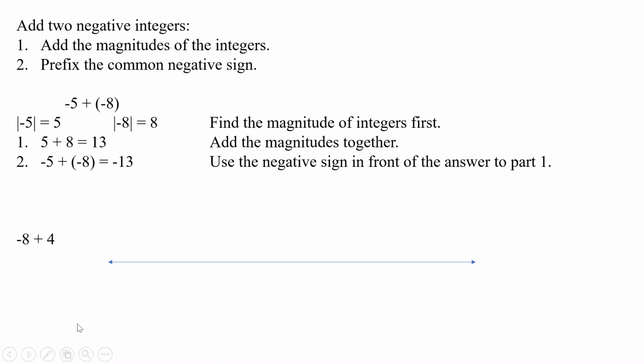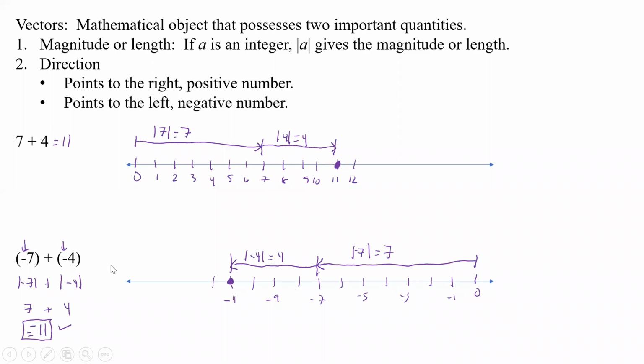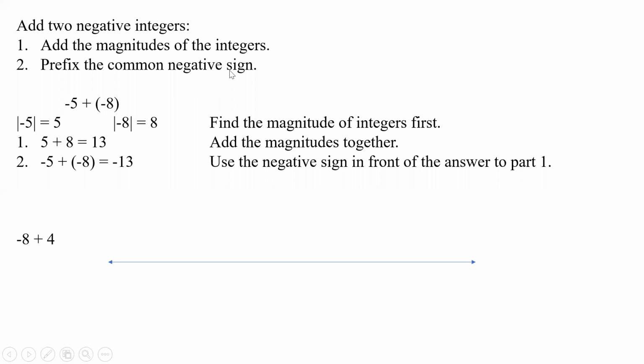And so this is kind of what that leads into. Adding two negative numbers, or two integers, together, we add the magnitudes, what we did here on this last one. Oops, the last one here, we added the magnitudes. We took absolute values and got 7 and 4. And then we prefix the common negative sign to that answer. And that's what we just did.